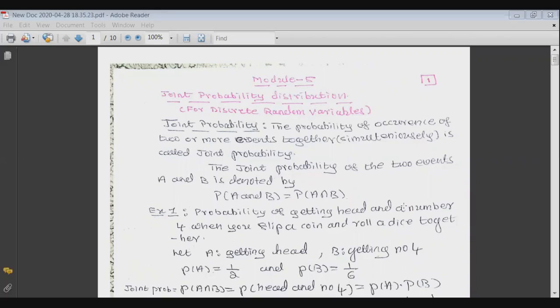Suppose we consider two events, say A and B. Then the joint probability of the two events A and B is denoted as P of A and B, that is, the probability of A intersection B. Generally the intersection stands for the simultaneous occurrence, or occurrence together. Therefore, the joint probability of two events A and B is denoted as P of A and B, and it is equivalent to the probability of A intersection B. That's the way we can do it.